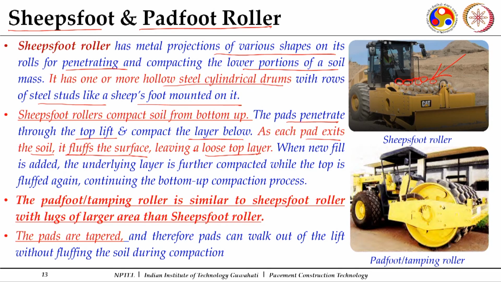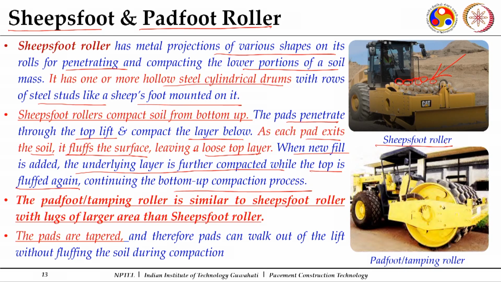So, with this roller, we start the compaction of the soil from the bottom up. When a new fill is added and you put a new layer over it, and you go again with the sheep's foot roller, the fluffed part will get compacted. When new fill is added, the underlying layer is further compacted, while the top is fluffed again. So this is how the bottom-up compaction process continues. This is the typical compaction process achieved with a sheep's foot roller.